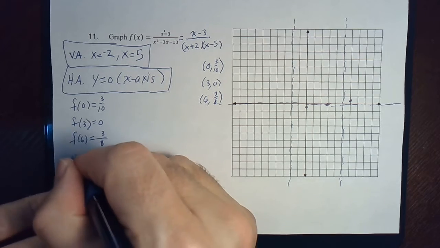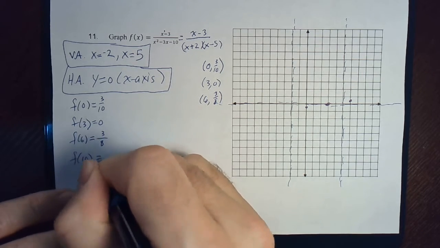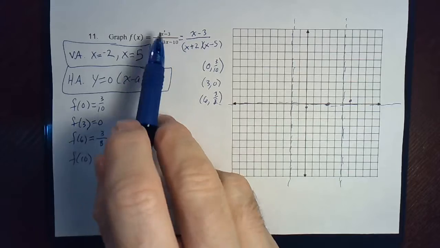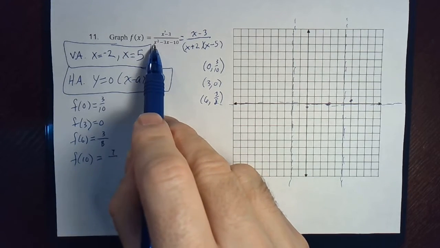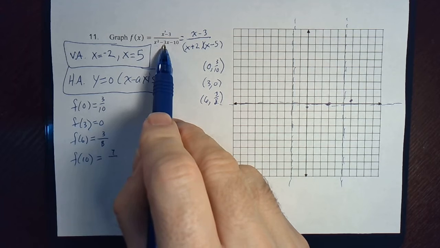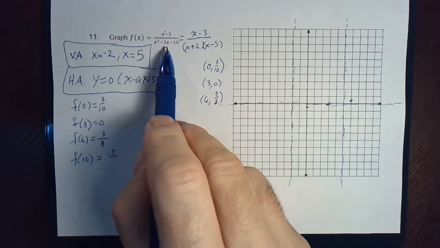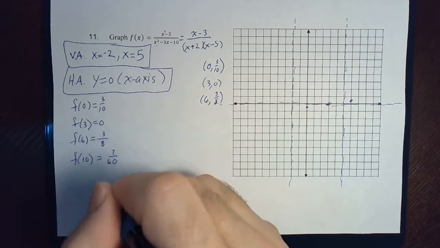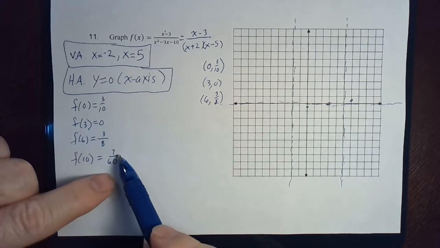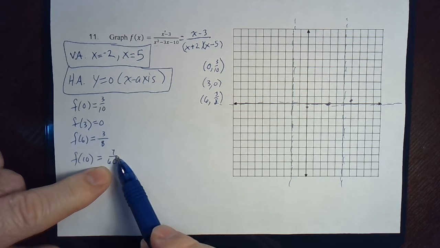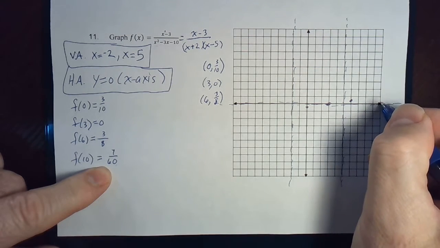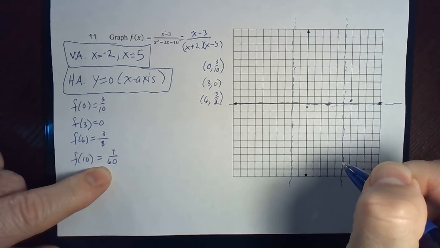And if I plug in a 10, 10's usually easy to do. 10 minus 3 is 7 on top, 10 squared on the bottom, 100 minus 30 minus 10. 100 minus 40 is 60. And that's pretty close to 1/10. 6 over 60 would be 1/10. It's a little bit more than 1/10. Let's put that right about there.